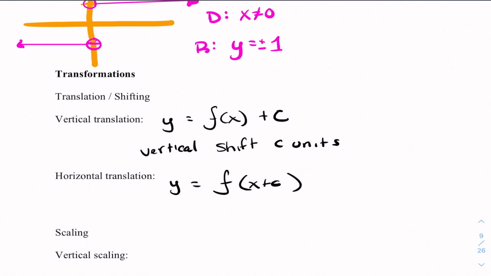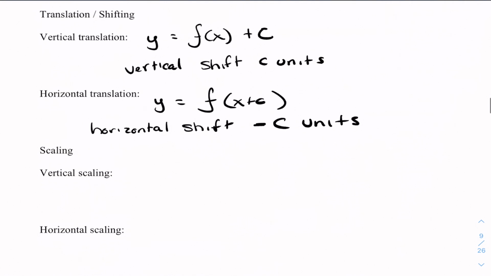If we want to do a horizontal translation, we'd have y equals f of x plus c on the inside. Anything on the inside, that's moving the function left or right, and we always do the opposite of what that value is. So if it's x plus c, we would call this a horizontal shift negative c units. So anything that's on the inside, we do the opposite. Anything that's on the outside, we do the same.